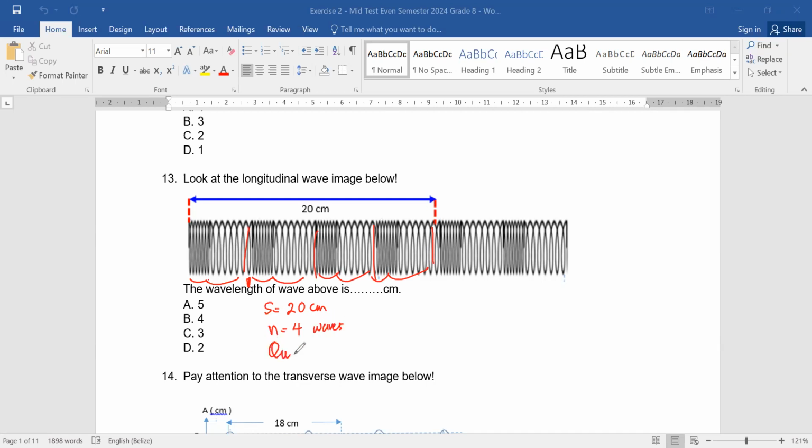And the question is asking what is the wavelength, or lambda? We can count the wavelength as the distance divided by the number of waves, so lambda = S over n. Here, 20 divided by 4. So the wavelength is 5 centimeters, because the 20 is in centimeters. So the answer is A, 5 centimeters. That's question number 13.